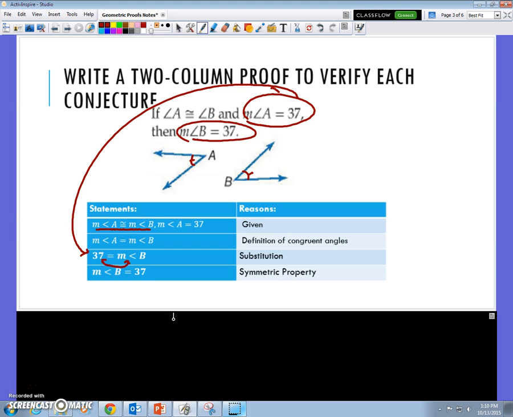So a lot of just kind of common sense stuff, and you'd be like, oh, well, that's easy, but there's 4 steps. The given, okay, that's always going to be the information we know. Congruent means equal. If I know the value of the measure of angle A, I'm going to substitute it in so I can see specifically what the measure of angle B is. And then finally, I want to say the measure of angle B equals 37 because that's what I'm trying to prove. So I'm going to switch it around and use the symmetric property.